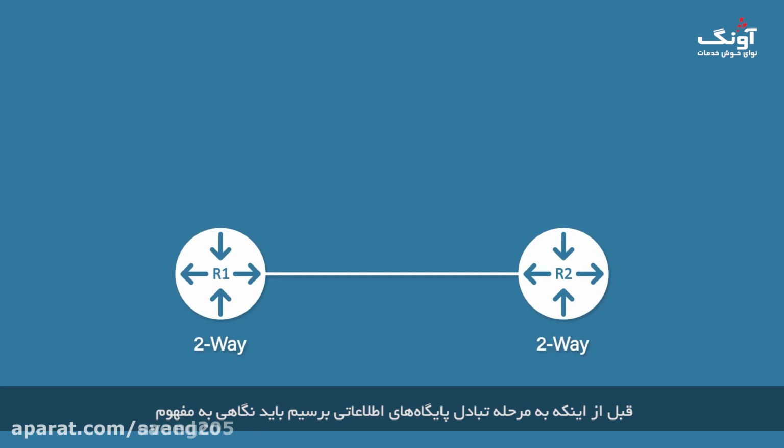Before moving on to the step of exchanging database information, first we must look at designated routers, or DRs, and backup designated routers, or BDRs. DRs and BDRs are not elected on point-to-point connections, so we need to take a very quick detour.